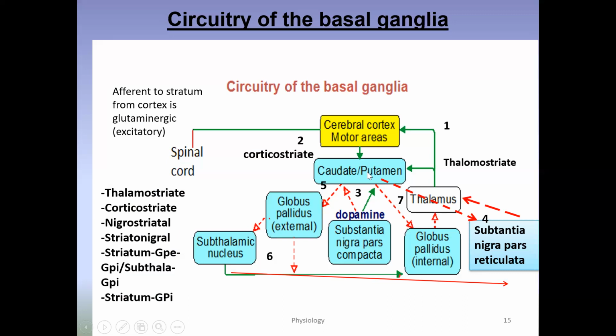Then the third internuclear connection is direct, that is striatum to globus pallidus internal segment. That is inhibitory. So there is a balance between the excitatory signal and the inhibitory signal. As you know, via the globus pallidus external segment there is indirectly a disinhibition of the subthalamic nucleus. Disinhibition of the subthalamic nucleus is nothing but excitation of the subthalamic nucleus, which will excite the globus pallidus internal segment. And because of excitation of the globus pallidus internal segment, it will cause inhibition of the thalamus.